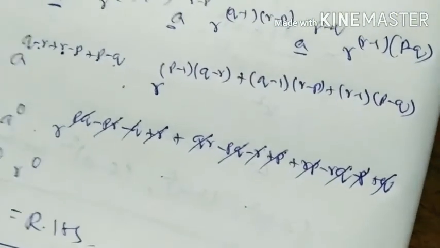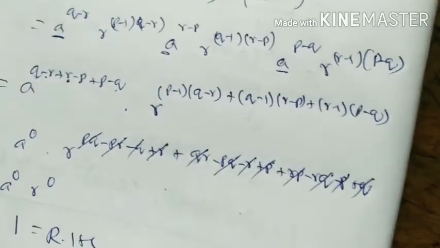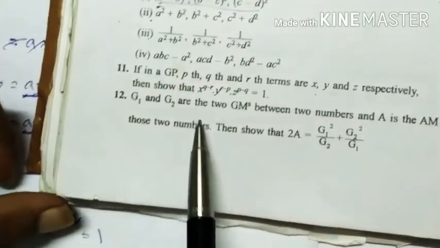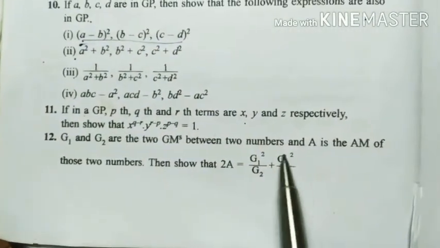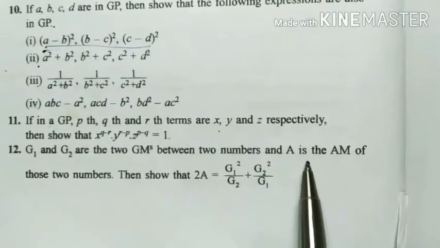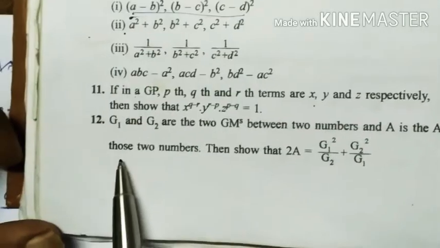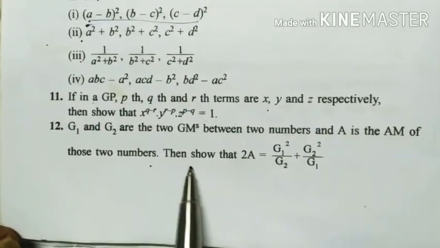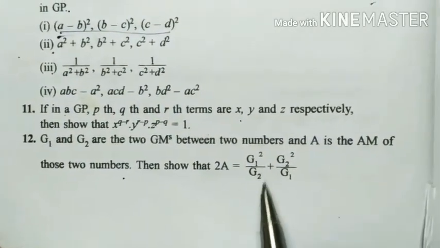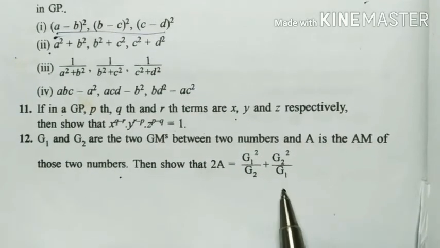Now I am going to question number 12. You see, question number 12. It is given that G1 and G2 are the two GMs between two numbers, and A is the arithmetic mean of those two numbers. Then we have to show that 2A is equal to G1 square by G2 plus G2 square by G1.